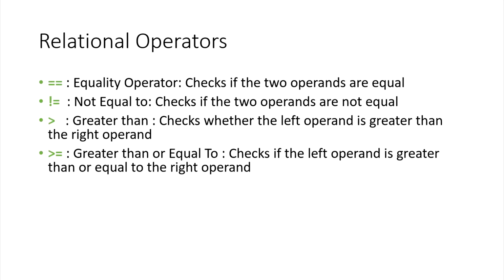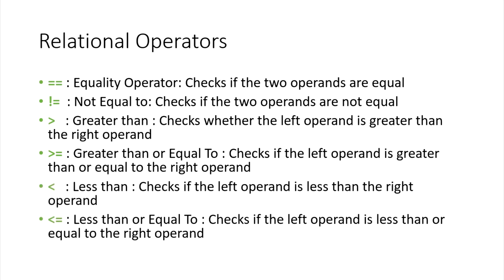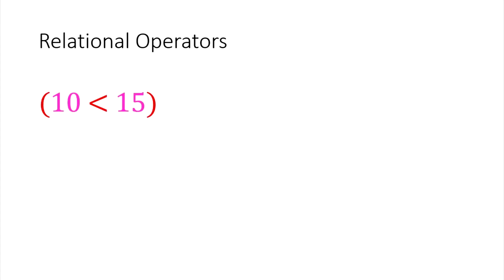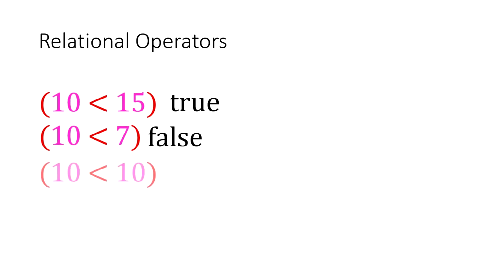Just like the greater than and greater than or equal to operators, we have complementing less than and less than or equal to operators. In this example, 10 is smaller than 15, thus this operation returns true. Similarly, 10 is not smaller than 7, this returns false. 10 is not less than 10, this returns false as well.